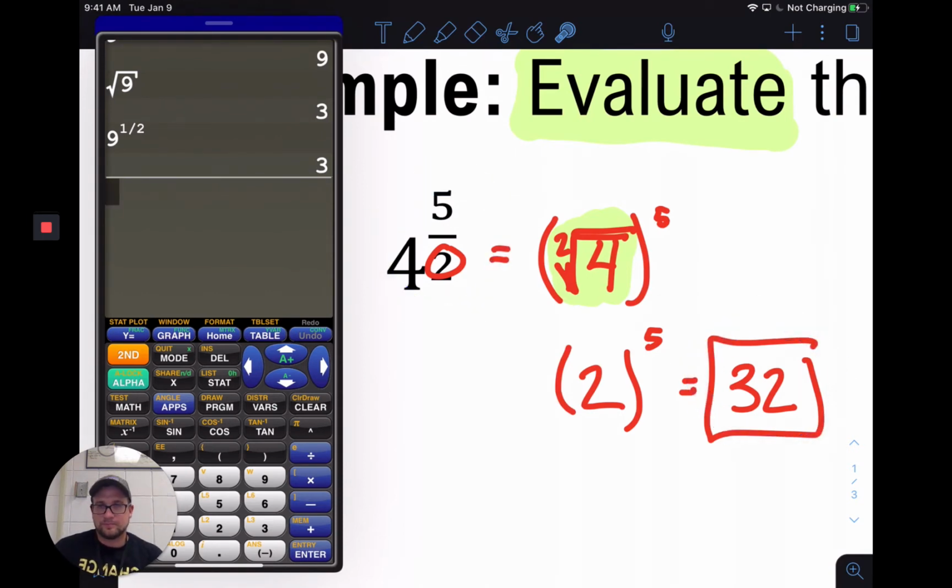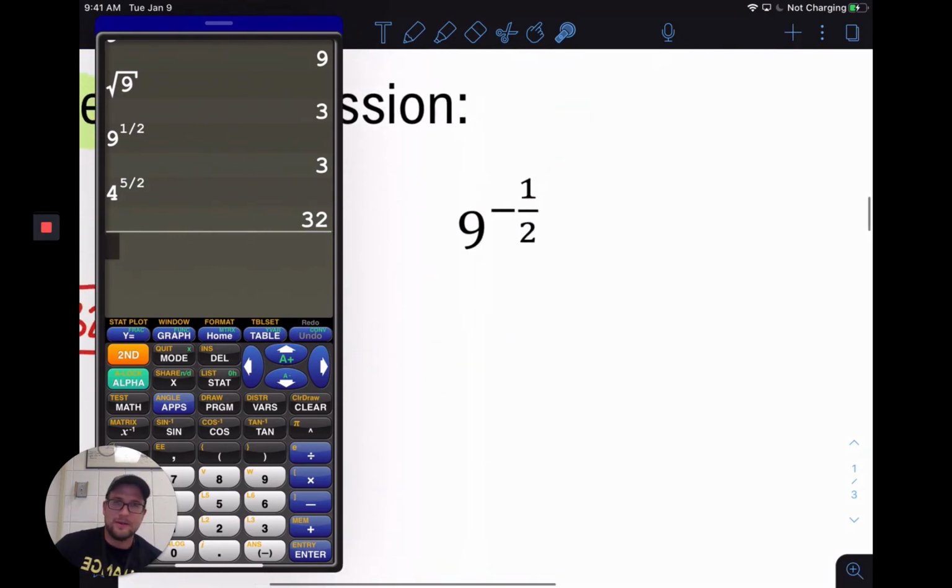Now on our calculator, again, if I take 4 and I raise that to the 5/2 power, I can see that I get 32. So I have a nice way to check it on this particular problem. Here's another one.